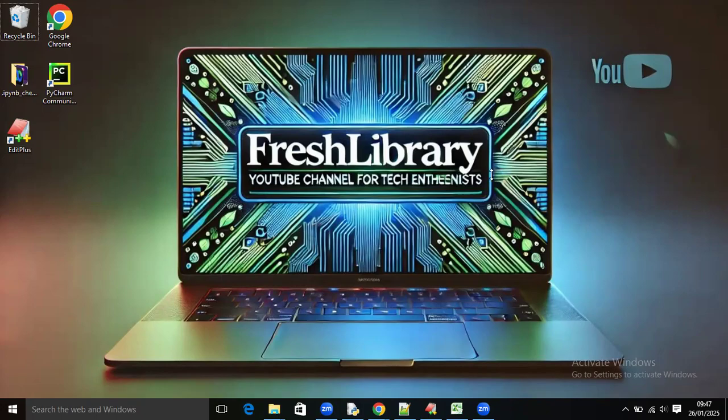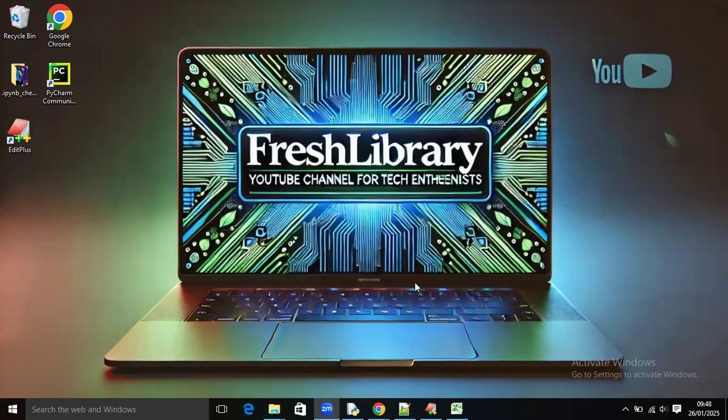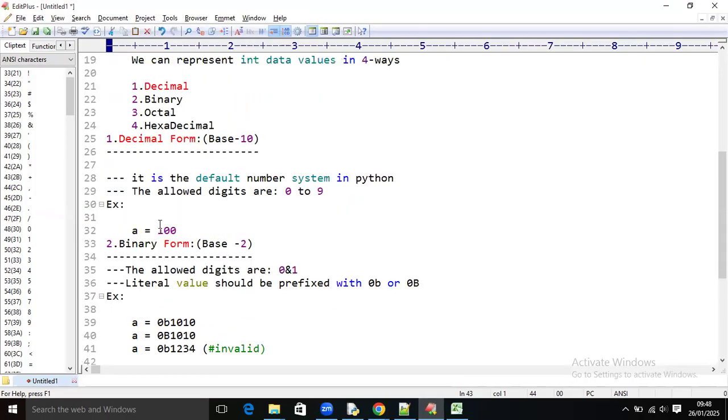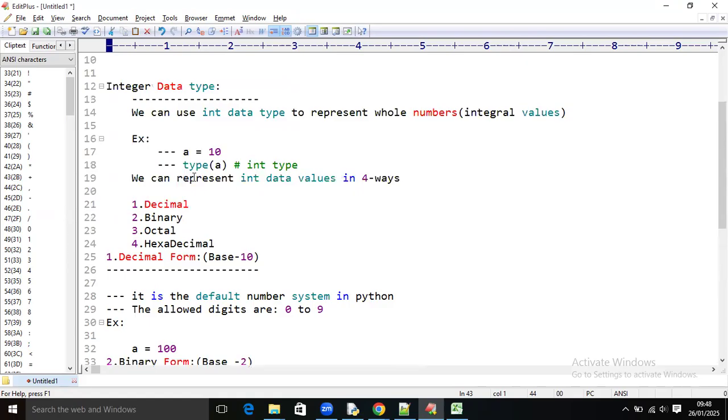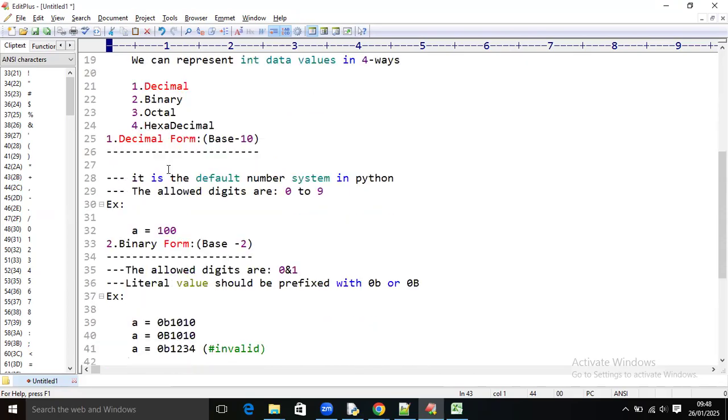In this session, we are going to discuss the integer data types octal and hexadecimal. In the last class, we discussed decimal and binary. Basically, we have four types of integer data types: decimal, binary, octal, and hexadecimal.